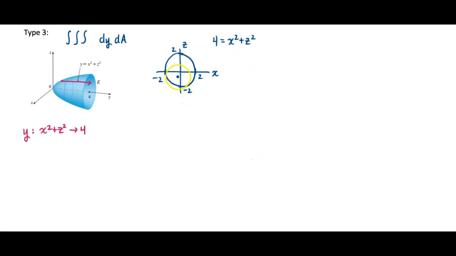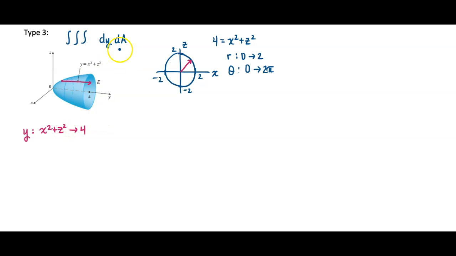Now, I could write this as a type 1 region or a type 2 region, but isn't it much easier to just convert this to polar? Because then I know my r is going to go from 0 to 2, because this is x squared plus z squared equals r squared. And my theta, my angle, well, what's the angle one revolution around the circle? That's just going to be 0 to 2 pi. So I can write my area in polar coordinates. It's exactly what we did in 2 dimensions.